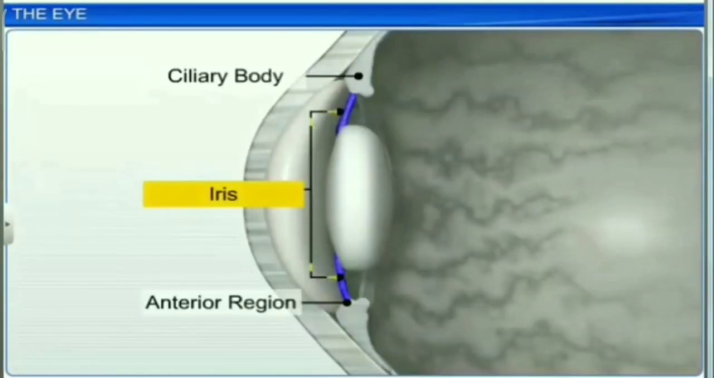Ciliary body is a thick, muscular, ring-like structure at the junction of choroid and iris. Its epithelium secretes aqueous humor. Attached to the ciliary body are suspensory ligaments which hold the lens. The ligaments and muscles of the ciliary body help in the adjustment of the size of lens.